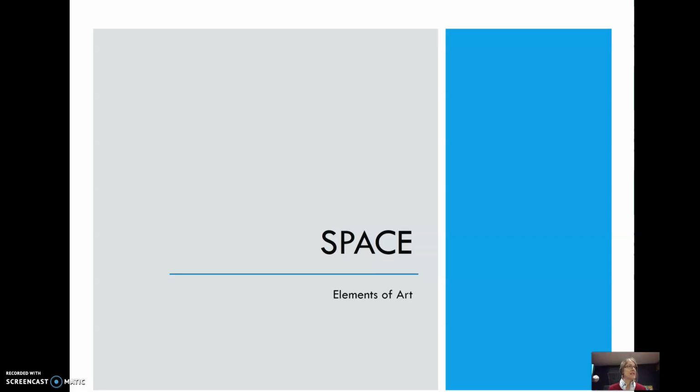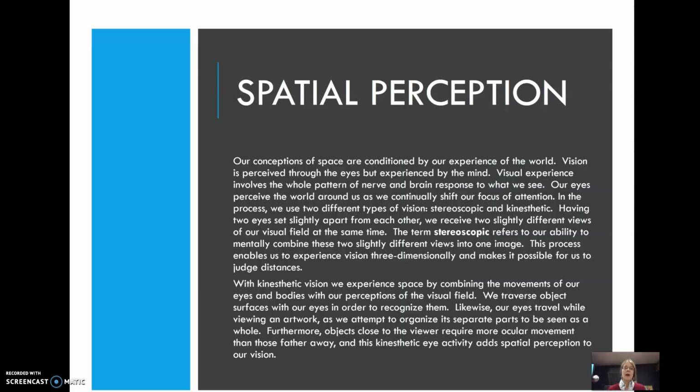All right, so this is the sixth element of art that we are studying. We have studied again, number 1, line, number 2, shape, number 3, value, number 4, texture, number 5, color, and now number 6, space. So when we talk about spatial perception, our conceptions of space are really conditioned by our experience of the world, what we've actually gone through. So vision is perceived through your eyes, obviously, but what you experience that you see through your eyes actually channels through your mind, okay?